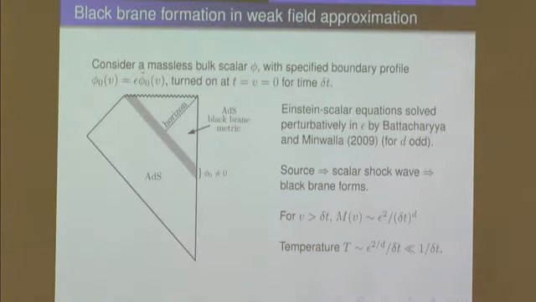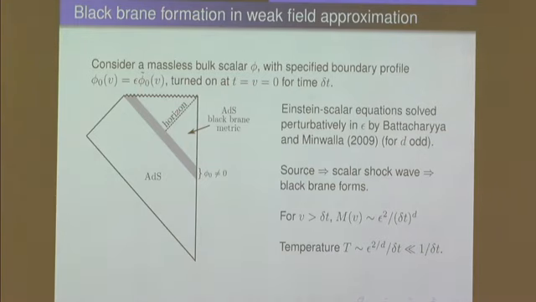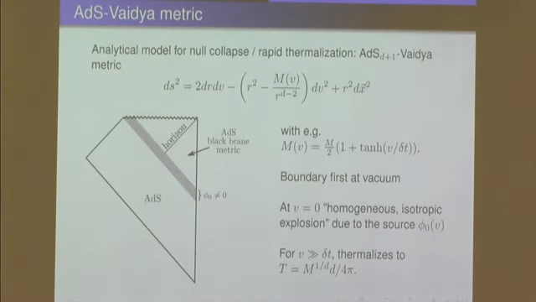And then you can study, for these non-local observables, how long you have to wait before they involve only the region which is completely inside the black brane geometry. The answer is usually not very long. The typical time scale involved is very short. It's basically just the inverse temperature.